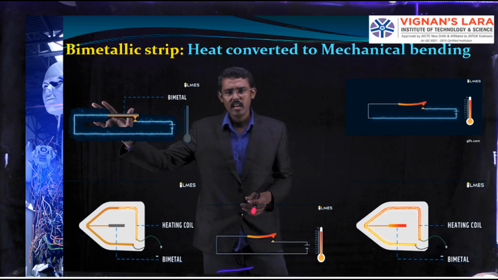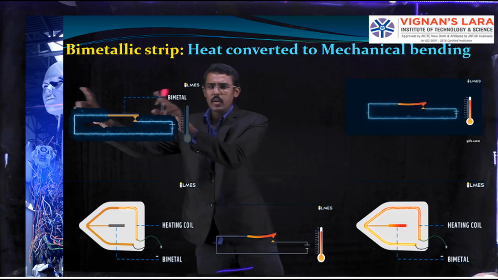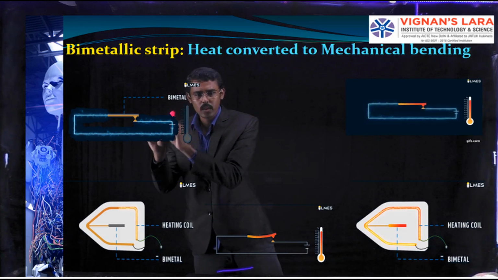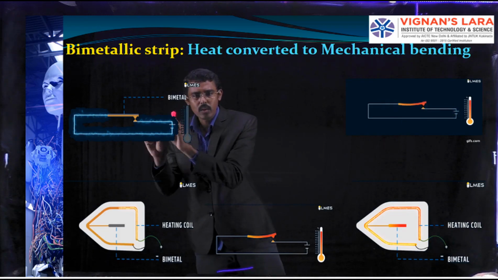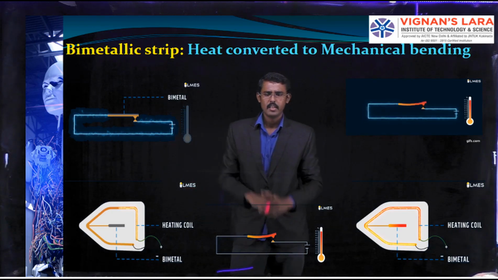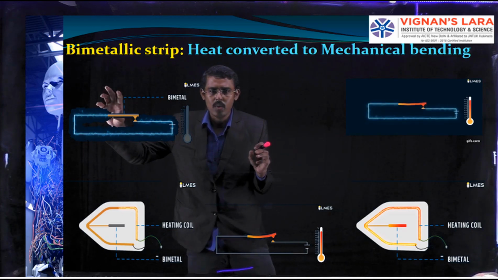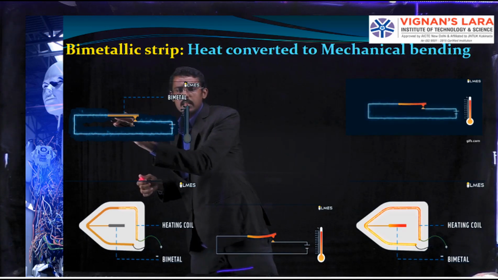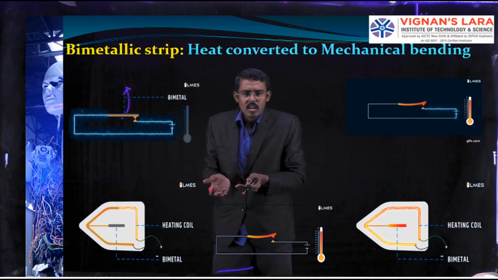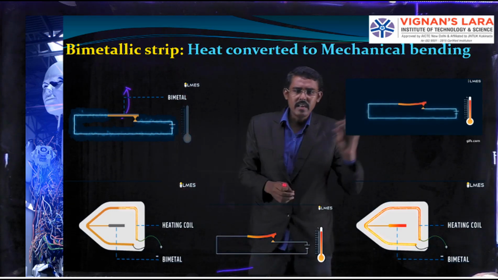You see here, the strip has been connected, and the circuit has been closed. Now the circuit is closed, so power goes in. If the power goes in, heat generation will occur there. If heat is generated, what happens? Obviously, the bimetallic strip will start bending, towards the low coefficient of expansion side. So it bends like this.